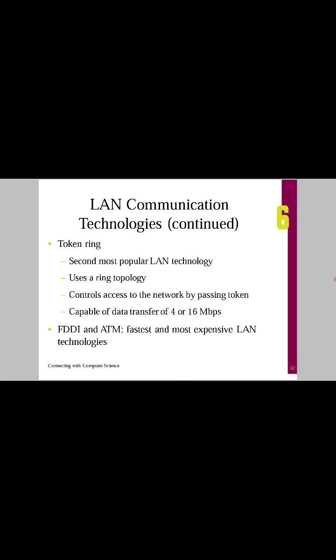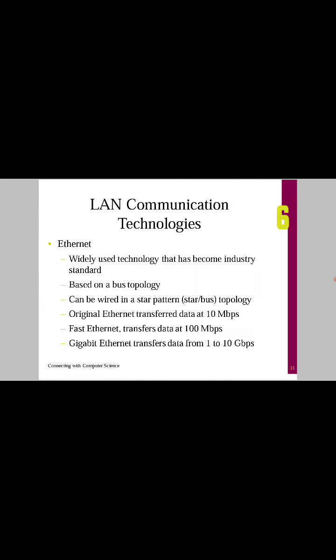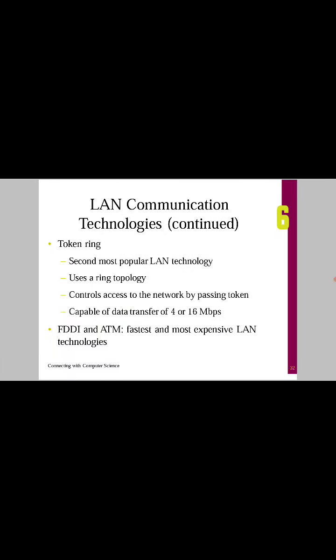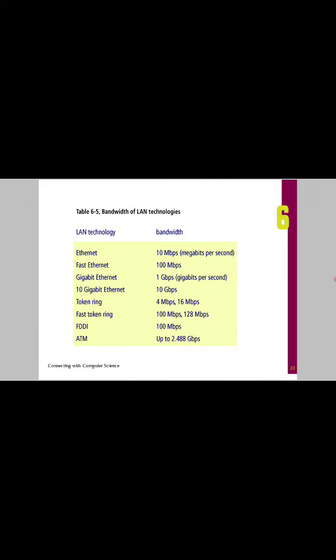The first communication technology is Ethernet, the second is token ring. Token ring is the second most popular LAN technology. It uses a ring topology and controls access to the network by passing a token, capable of data transfer of 4 to 16 Mbps. FDDI and ATM are the fastest and most expensive LAN technologies. So there are many types of LAN or network technologies used.